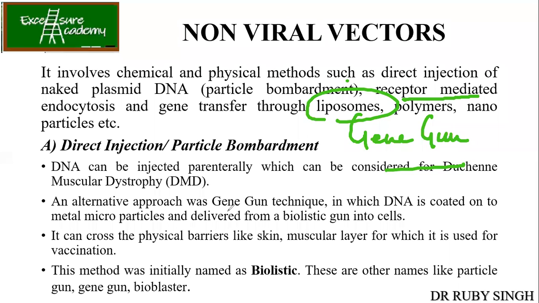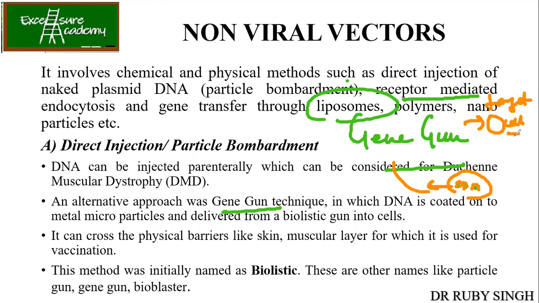Now, in this case, the gene gun was used, in which the DNA is coated onto metal microparticles and delivered from a ballistic gun into the cells. So they are like the bullets. On the top of the bullets, you have got the DNA coated. It is like this, your gene of interest. And then like the bullets, using the gene gun, it has been transferred to the target cells.